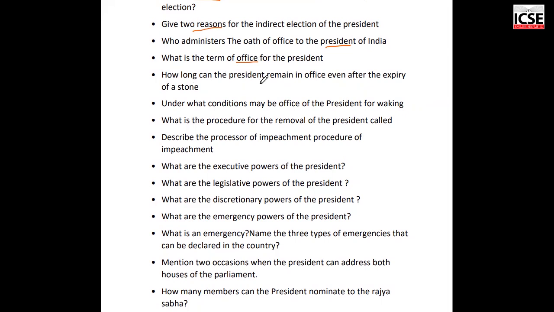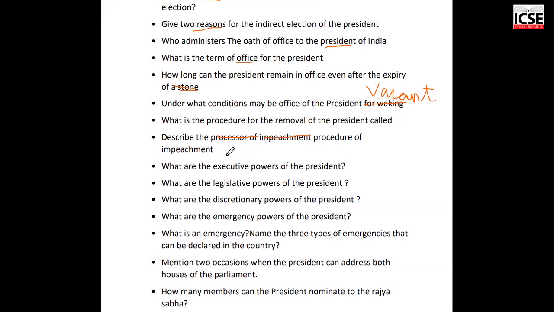How long can he remain in office even after the expiry of his term? This is a misprint. Even after the expiry of his term, he remains in office until his successor arrives. Under what conditions can the office of the president be vacant? So what are the conditions? 1, he's absent. 2nd, he's dead. He has resigned, or he is impeached. What is the procedure for the removal of the president called? It is impeachment. Describe the procedure of impeachment.